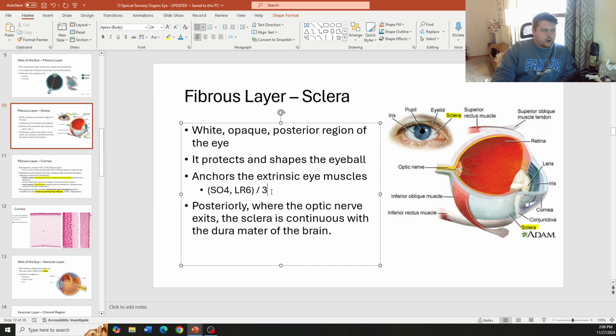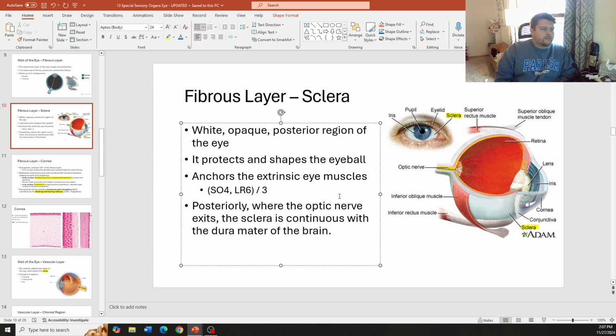They are innervated by cranial nerves. Most of them are innervated by cranial nerve 3, which is our oculomotor nerve. Oculo, eye, motor, movement. Except for 2 of them: the SO, the superior oblique, is innervated by cranial nerve 4, known as the trochlear nerve. And then our lateral rectus is innervated by cranial nerve 6, known as the abducens nerve.